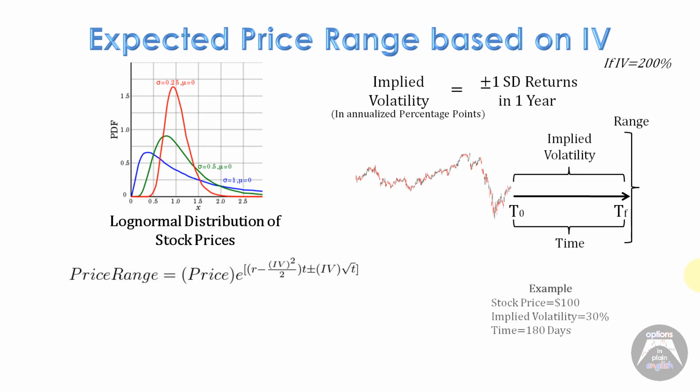So let's use an example, the same example that we had before. Stock price equal to 100, implied volatility 30%, and time of 180 days. And we're gonna get the numbers. So we'll plug in these values into the formula, and we get the two boundaries, the lower boundary and the upper boundary. And we have that one is 80.27, the other one is 120.74.